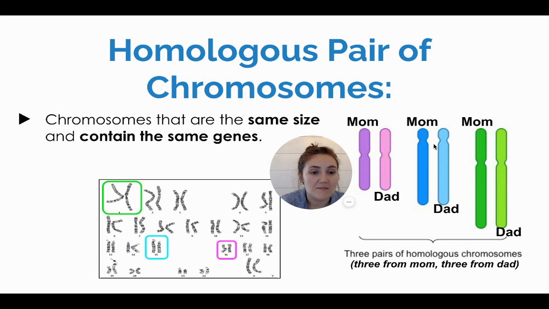We can see that these blue, so the darker blue and the lighter blue one comes from mom, one comes from dad. They're the same size. Therefore, they're probably containing the same genes. That is a homologous pair. What would not be a homologous pair would be this purple one with this green one here. One, they're different sizes, and two, they're coming from the same parent. So it has to come from different parents, and they have to have the same genes and the same size.